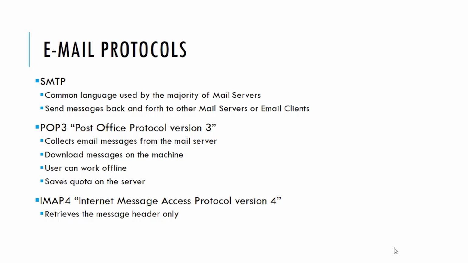Internet Message Access Protocol is another way for the client to access the messages on the server. It is just for accessing the messages, reading them. It does not download the message. It does not save the quota. It retrieves only the message header and allows the user to read the message, but the body of the message itself is at the server side. So this is more commonly used if you are accessing your email from a machine that is not yours, from a machine that you do not want to download your messages on.